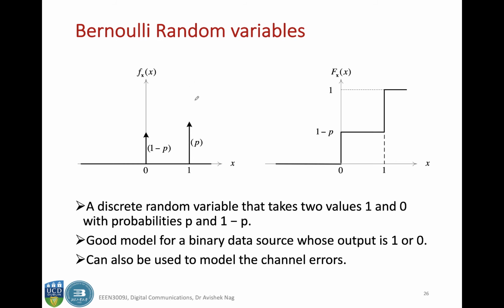In case of discrete random variables, you can only define the PMF, probability mass function, and then this is the CMF, cumulative mass function. So you have to remember this difference. In case of continuous random variables, you can define probability density function. In case of discrete random variables, you cannot define probability density function, you have to define probability mass functions.